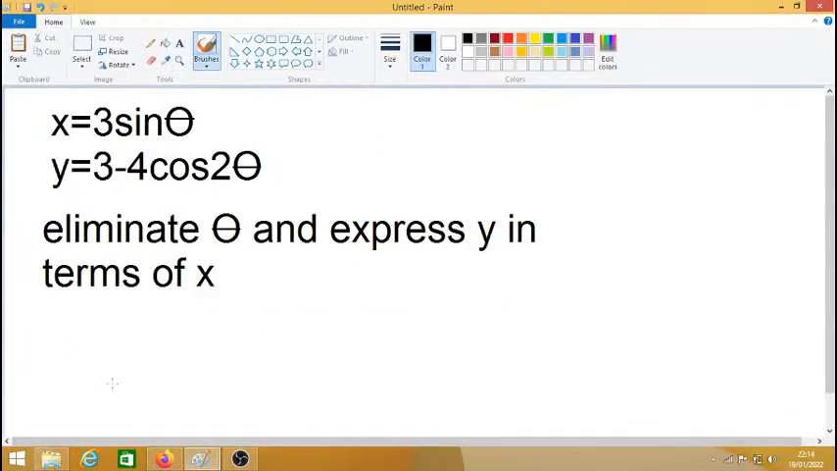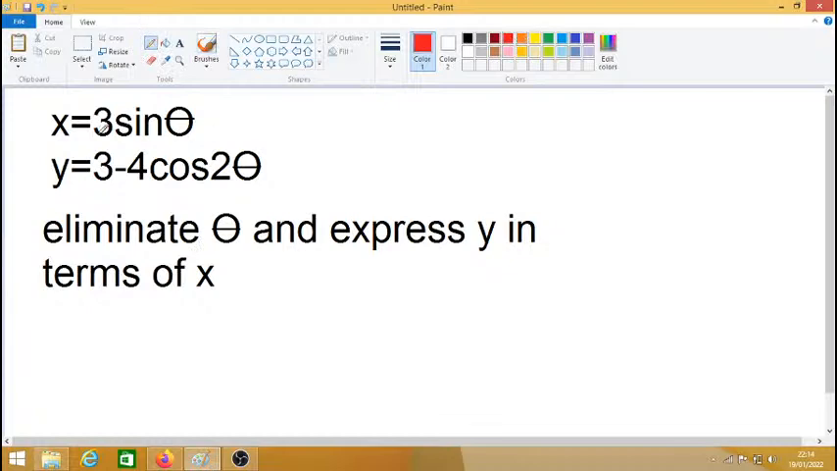Bismillah, let's begin. We are looking at a pair of equations, x equals 3 sine theta, y equals 3 take away 4 cos 2 theta, and our job is to try and eliminate theta so that we end up with an equation for y and just x. So y in terms of x, meaning that we'll just have y equals something in terms of x only and no theta. So let's take a look at this before we go into it too much.